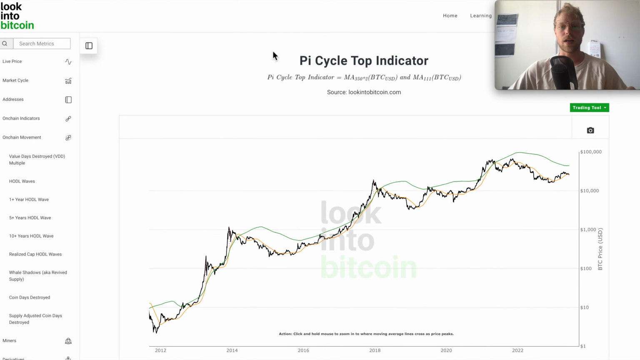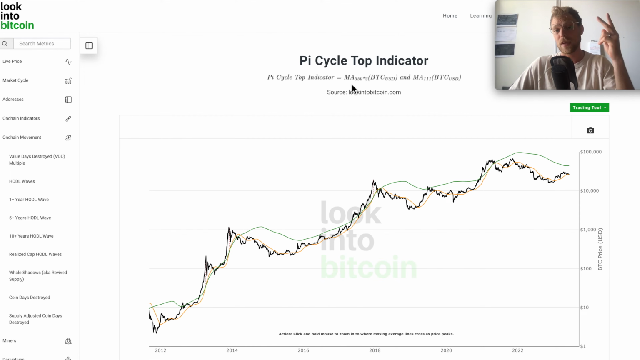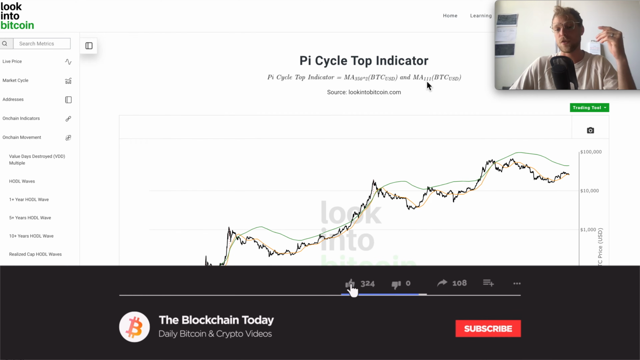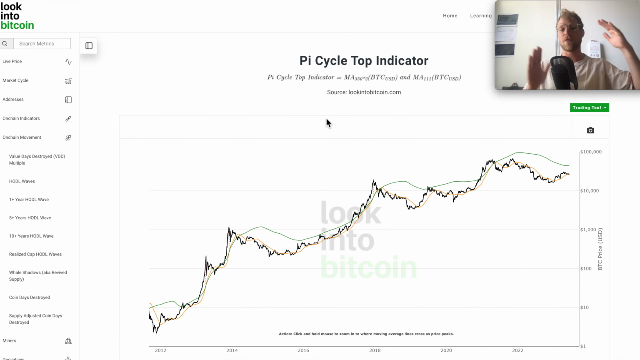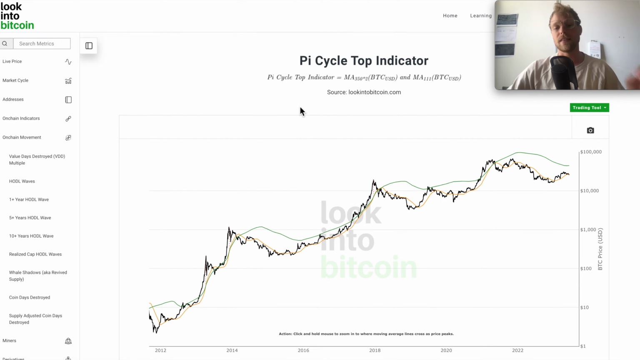Let me first explain to you guys what this indicator actually is. The pi cycle top indicator is basically two moving averages: the moving average of 350 days times 2 and the moving average of 111 days. And what they tell us is that whenever the 111 moving average crosses above the longer term moving average, that is signaling a top in the Bitcoin price.